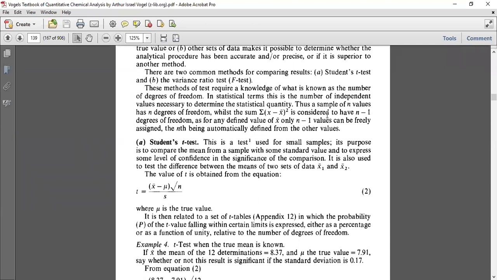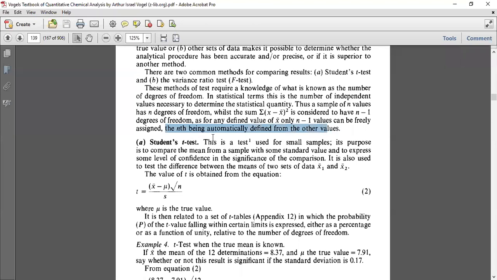Means what they are saying, for example, see, where the sum of this is considered to have n minus 1 degrees of freedom, isn't it? For any defined value of x bar, only n minus 1 values can be freely assigned, the nth being automatically defined from the other values. Now this statement will not fit over here.